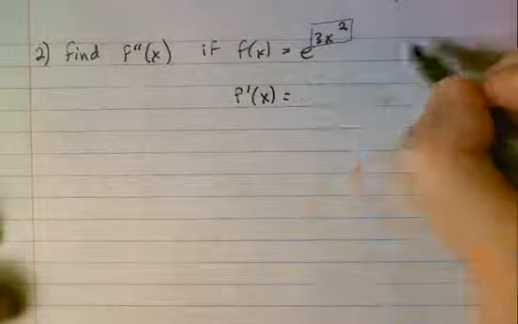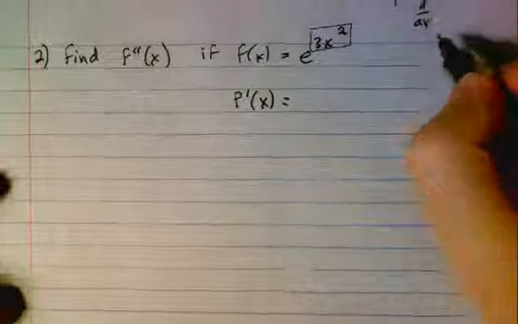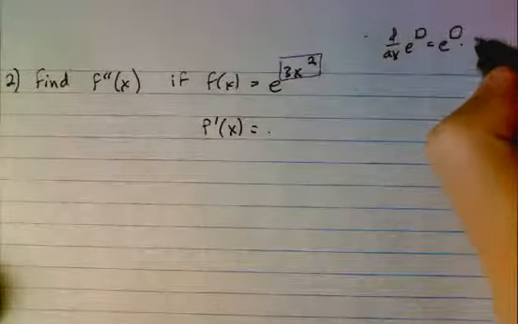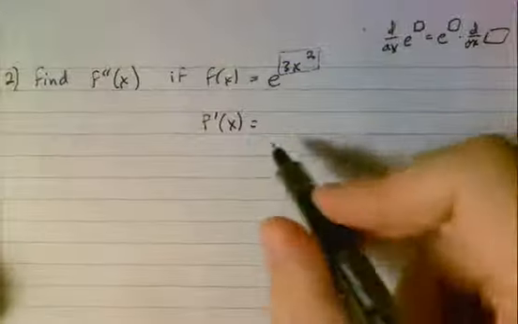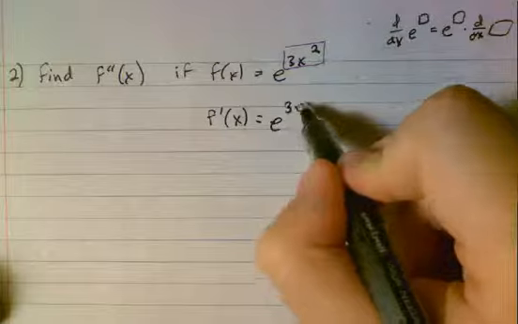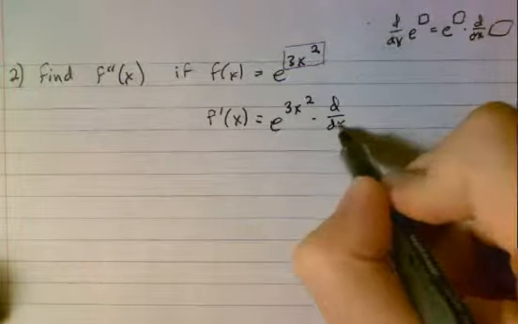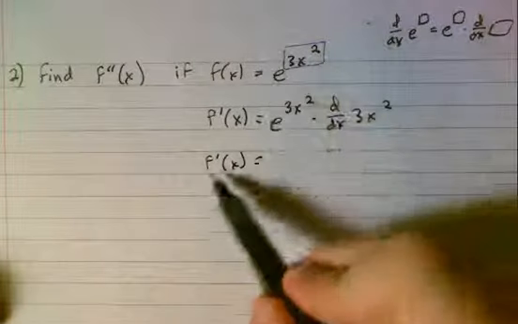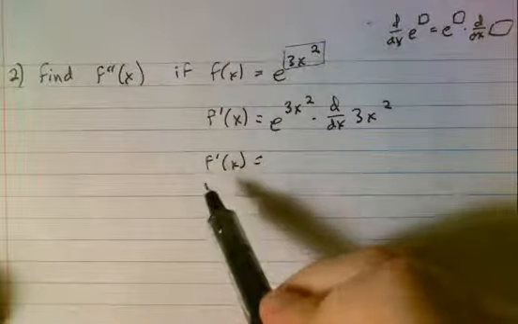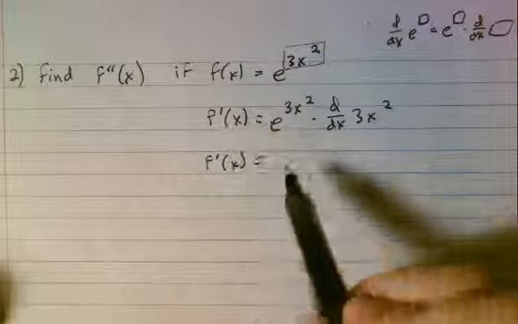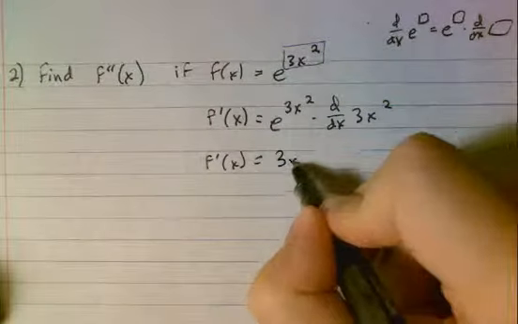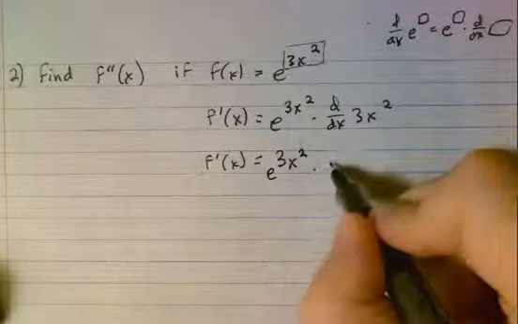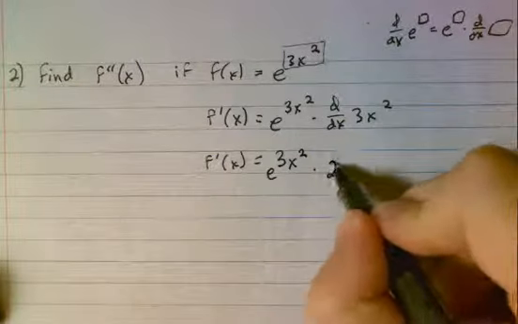So derivative of e to the box is e to the box times the derivative of the box. So we're going to have e to the 3x squared times the derivative of 3x squared. This is where it's really important to make sure that you have this clearly labeled so you know what you're finding. So this was f of x, this is still f prime of x, that first derivative. Derivative of 3x squared is 2 times 3, which is 6x.